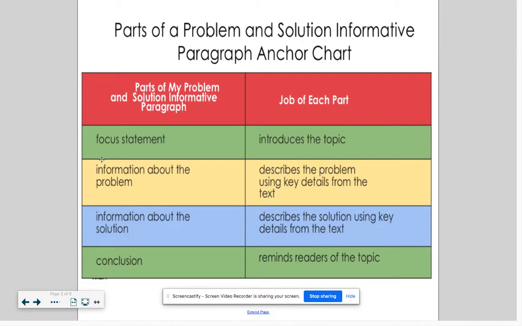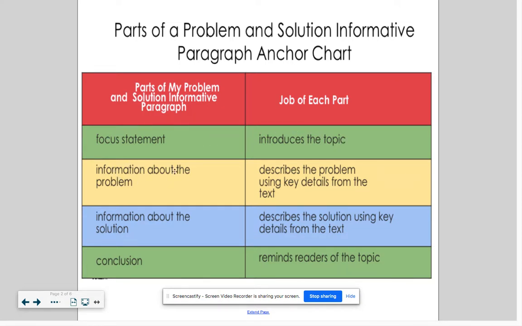Hi, boys and girls. What we're going to do now is go over parts of a problem and solution informative paragraph anchor chart. Each sentence in a paragraph has a job. The beginning of a paragraph is called the focus statement. It introduces the topic. It tells the reader what they are going to be reading about. That will be in green.